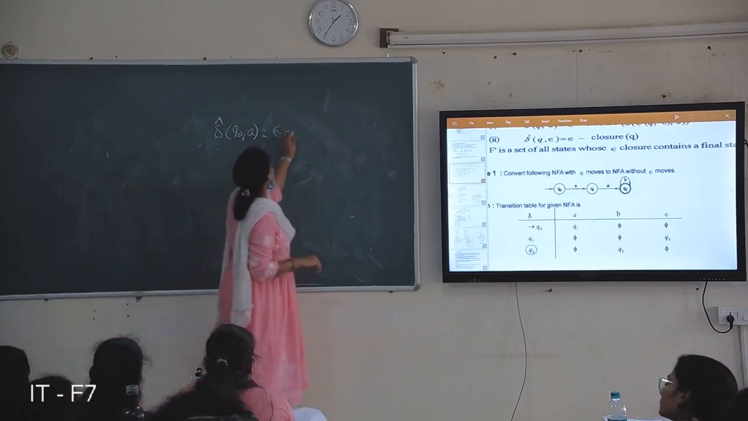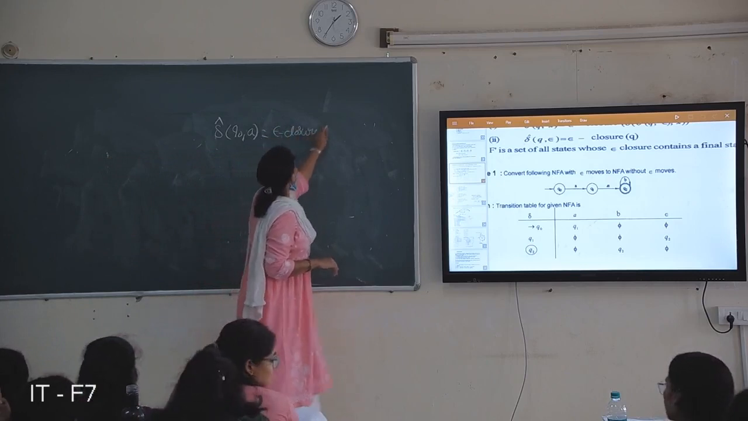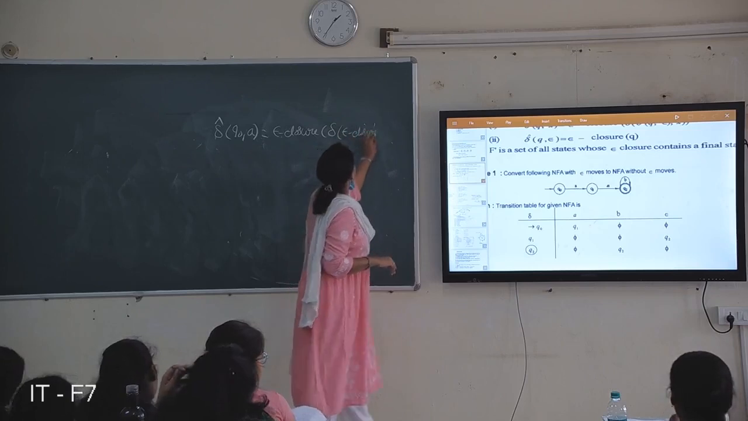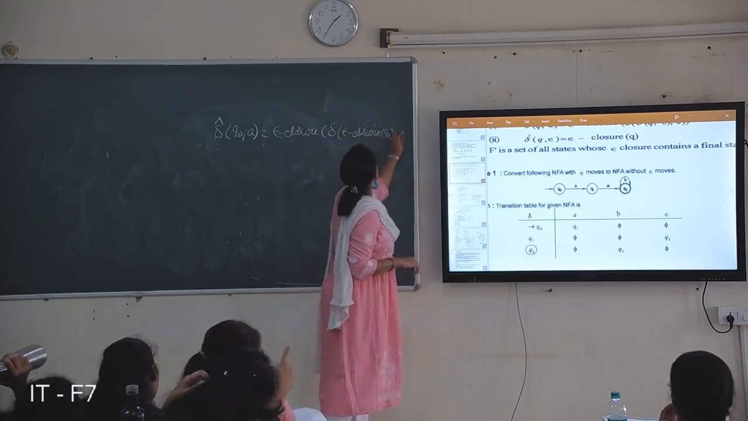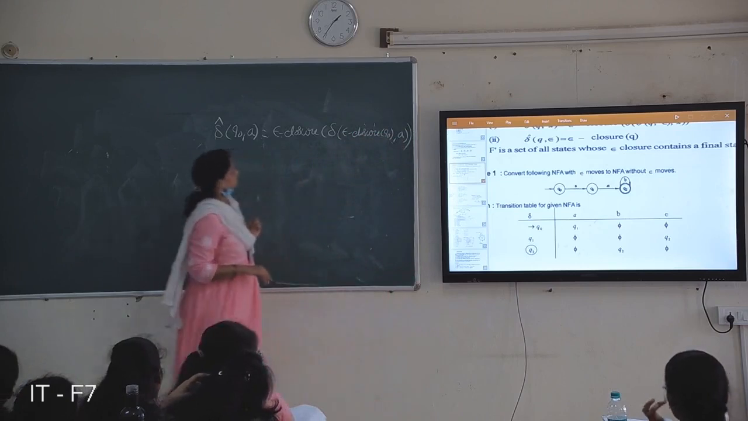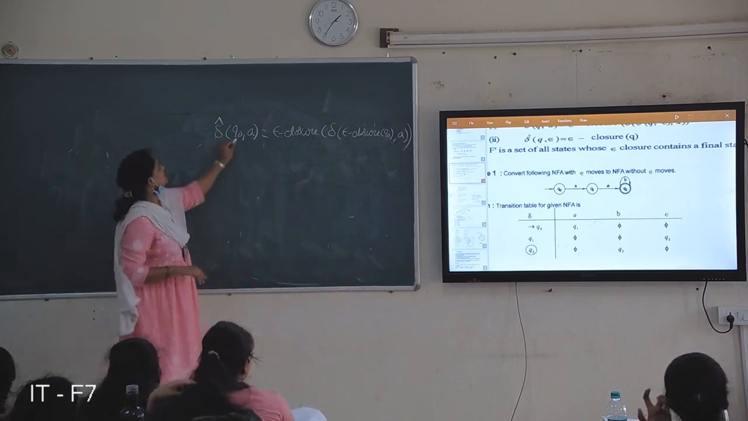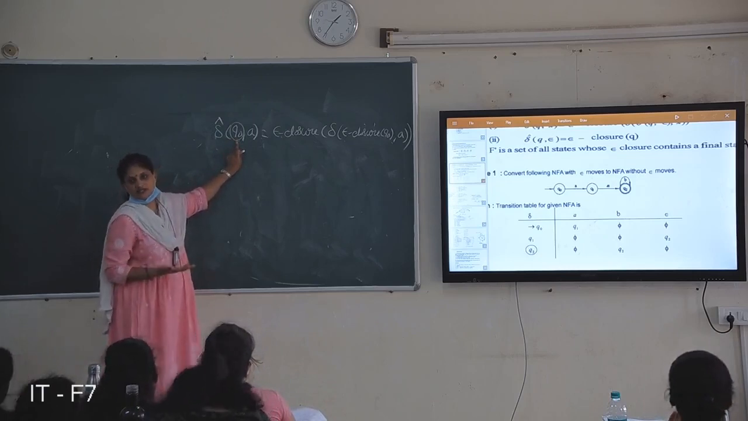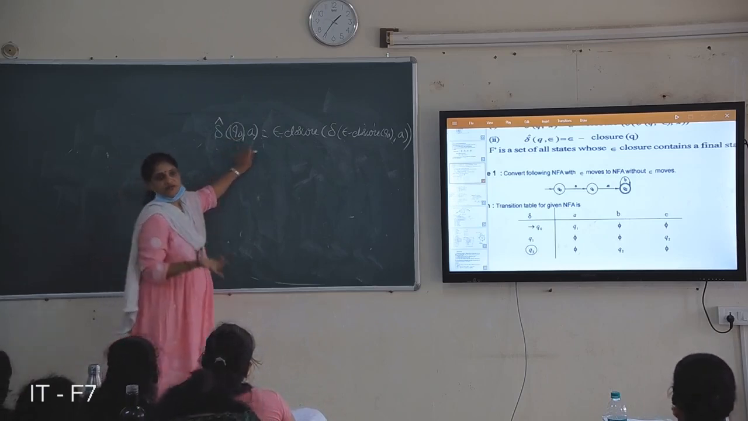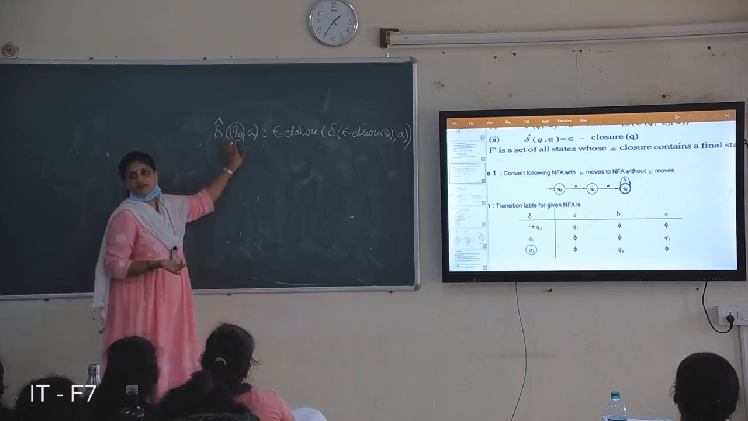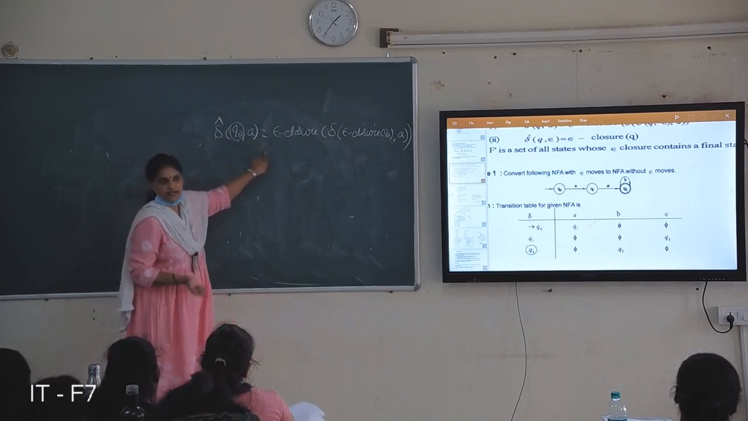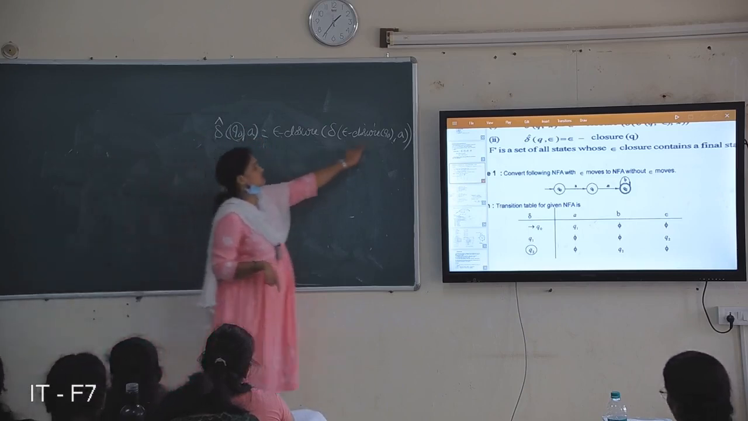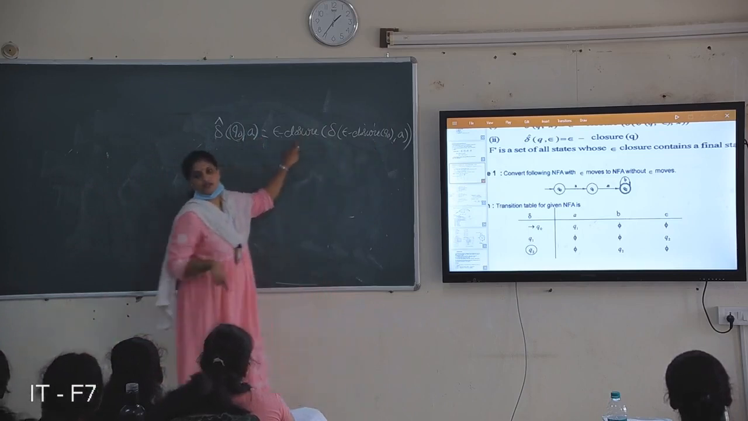The formula is epsilon closure of delta of epsilon closure of q naught comma a. This is the formula. First you have to find the epsilon closure of q naught, meaning all null transitions on q naught, and for the states you get, you can find the number of states. On those states you can apply a, and then again, on what you get, apply the epsilon closure. So at the starting you have to apply epsilon closure, and at the last also apply epsilon closure.